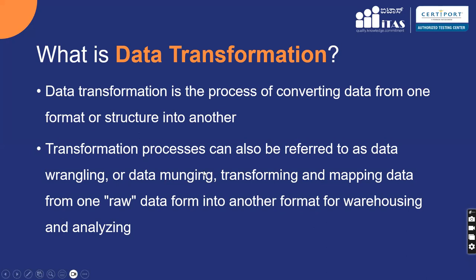Okay. So the transformation process can also be referred to as data wrangling. Data wrangling means converting your data from one format to another format, or data munging. That means I have some data. I just told you about the date formats. If the date format is not proper, we'll do some cleaning. Those kinds of things are called data munging. Then again, converting that cleaned data into different formats, mapping data from one raw data form to another format. That is called data transformation. Transforming your data. That's it.